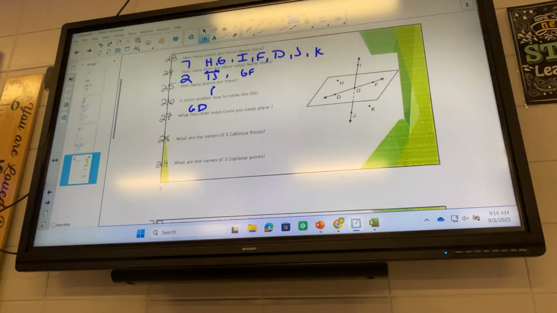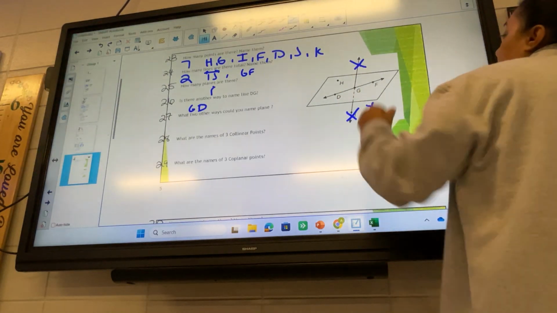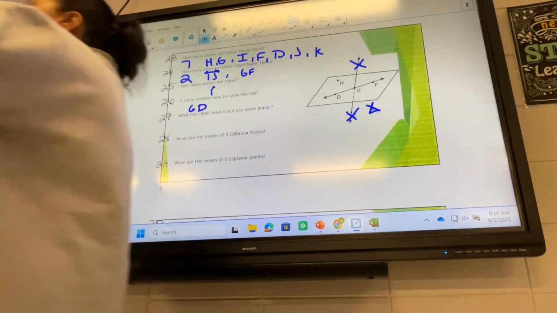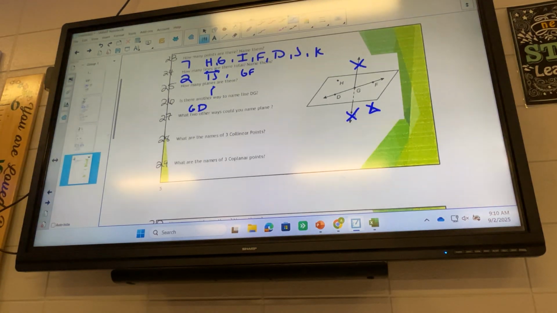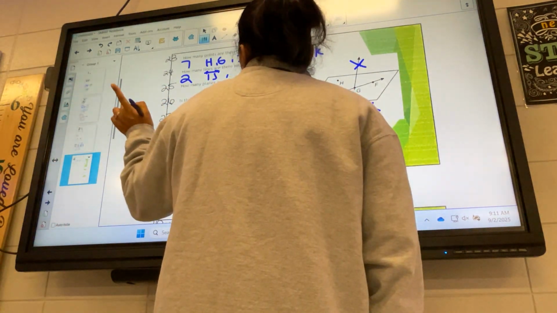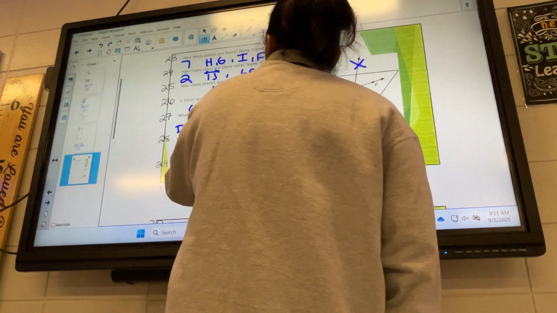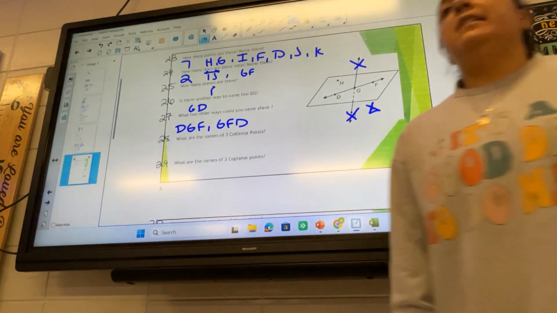The plane has the most criteria. So which points cannot be used? We need to cross off some stuff. We cannot use I, H, or J. How come we can't use those? They have to be inside the square and a capital letter with a dot. So now we need how many letters? 3. Any combination of 3. So what is 1? D, G, F. G, F, D. What other question is the exact same thing as this question?